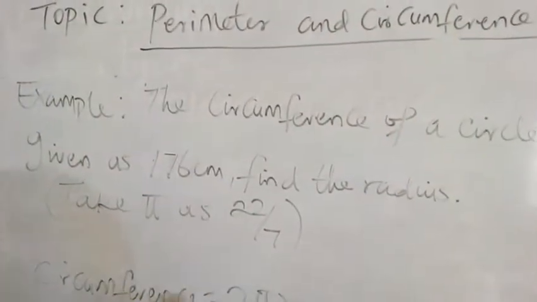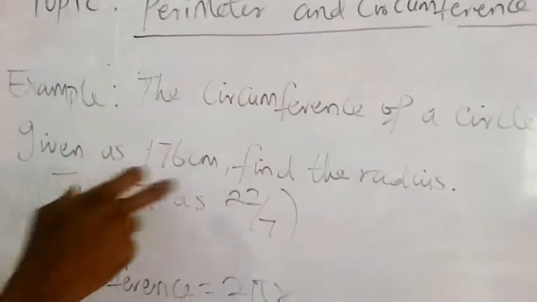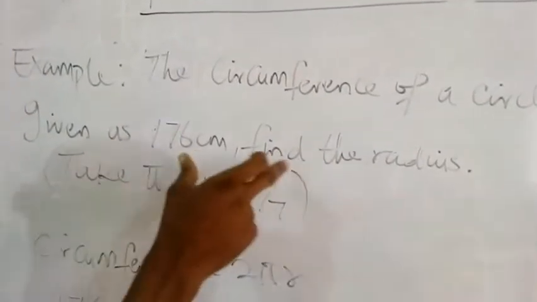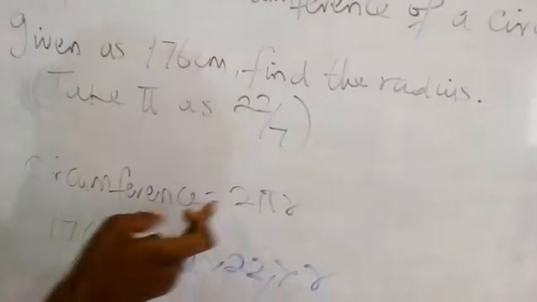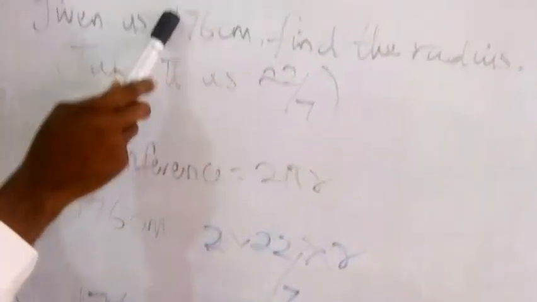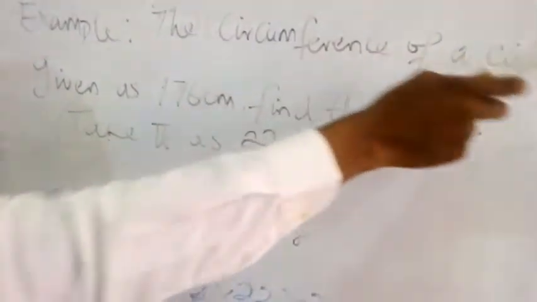Now let me take it again. In some cases, we are given the radius and we are told to find the circumference of a circle, where we apply the formula 2 pi r. But in this case, the circumference of a circle is given to be 176 cm, but we are to find the radius. So we now substitute. Since circumference is given as 2 pi r, we now say 2 pi r will be equal to 176, which is the circumference of the circle.